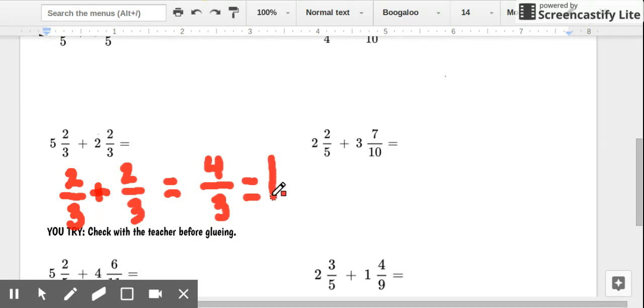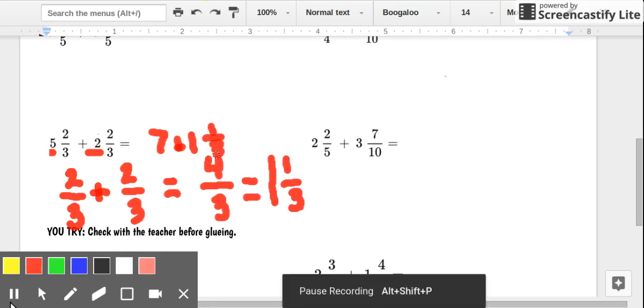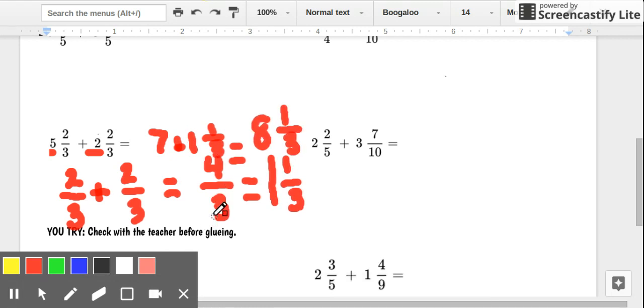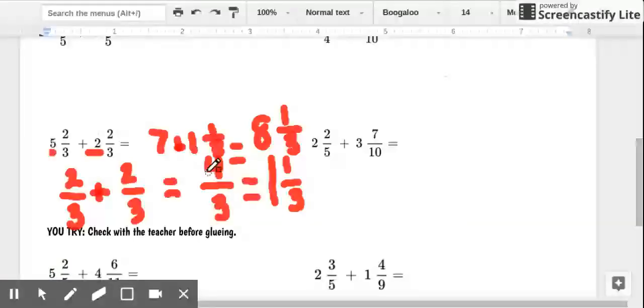3 goes into 4 one whole time. There's a remainder of 1, and your denominator stays the same. But we still need to add the whole numbers. So 5 plus 2 gets you to 7. So now you have 7 plus 1 1/3 from right here, which gives you a final answer of 8 1/3. Oh my goodness. Okay, so just remember that you cannot have an improper fraction in your answer. If you would have had 7 4/3, that wouldn't have been correct. You had to change the 4/3 back into a mixed number before you add them together.